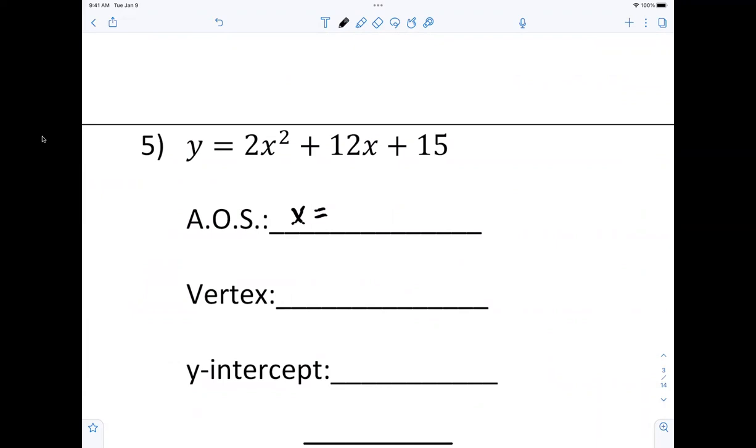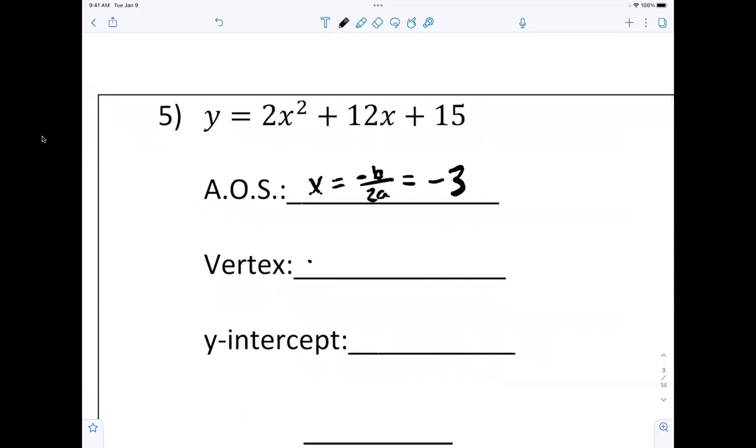What is it? I'll write it down. Negative b over 2a. Do your mental math here. You don't need a calculator. What? I didn't hear you. Somebody said -3. Is that accurate? Yeah, because it'd be -12 divided by 4. Come on, we can do that. Everybody's good with -3? Now I plug -3 in.